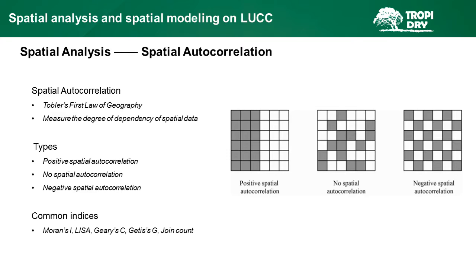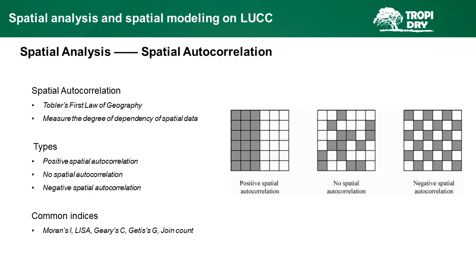Then is spatial autocorrelation. It is based on Tobler's first law of geography. That is, everything is related to everything else, but near things are more related than distant things. So spatial autocorrelation is for measuring and analyzing the degree of dependency among observations in geographic space.